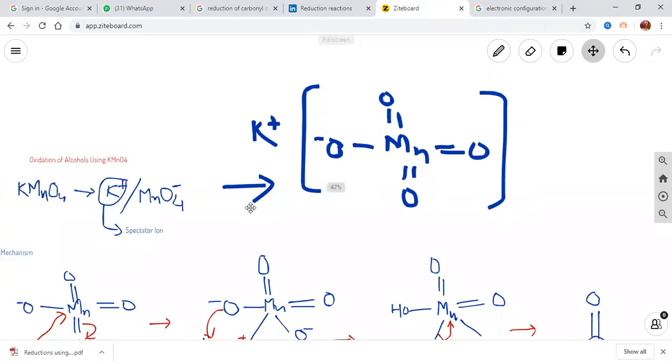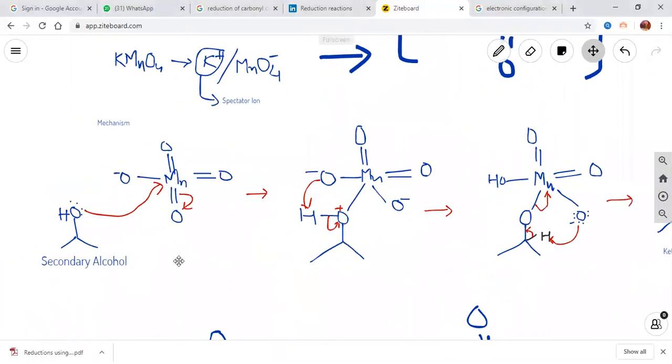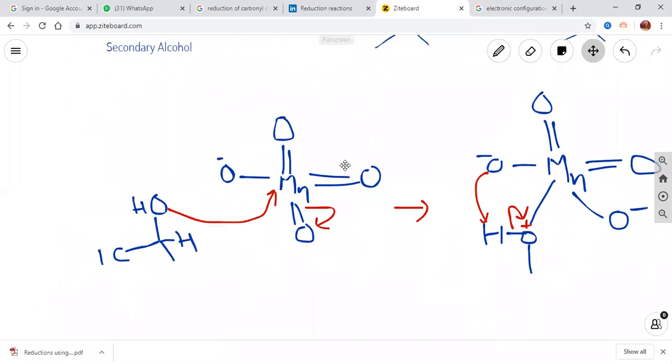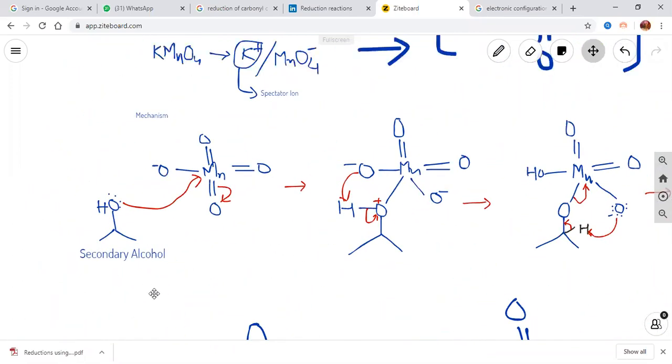We'll discuss the mechanism. We'll discuss two mechanisms: oxidation of secondary alcohols using cheminophore, and oxidation of primary alcohols using cheminophore. First we are going to discuss oxidation of secondary alcohols using cheminophore. Already I had drawn these structures just half an hour ago, so we're going to discuss these reactions.